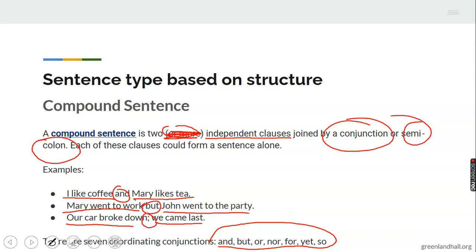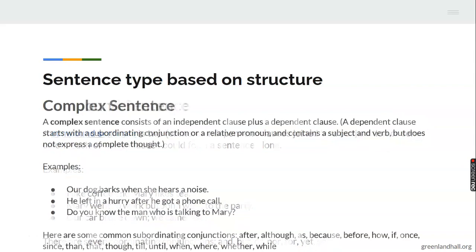Can I move on? I like coffee and Mary likes tea: two independent clauses becoming one. Mary went to work, but John went to the party: two clauses becoming one. Our car broke down, we came last: two clauses becoming one. Then let's try the compound sentence.